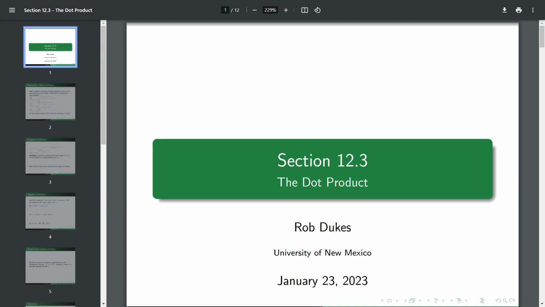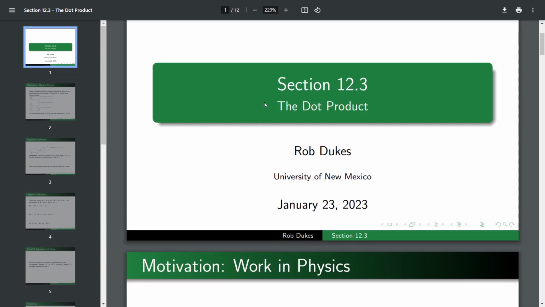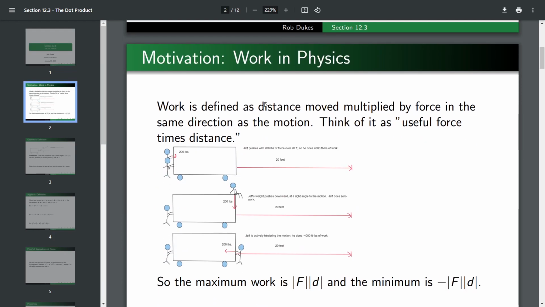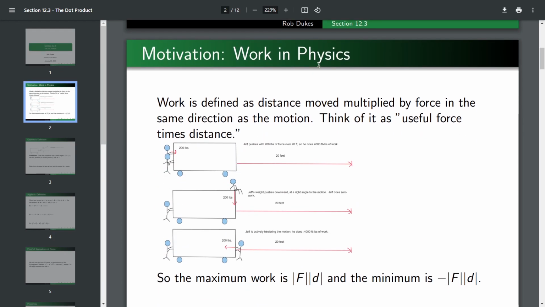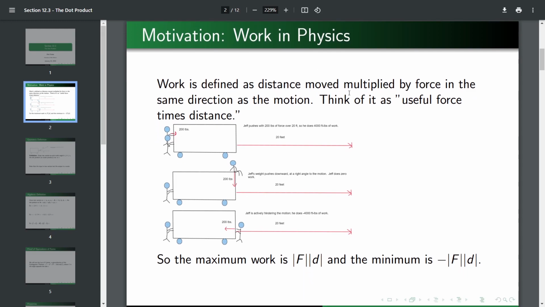So let's get started. Let's talk about what the dot product is. Here is the motivation that comes out of physics from the idea of work. Work is distance moved multiplied by force in the same direction as motion. It can sometimes be called energy, but I think of it as the useful force times distance.